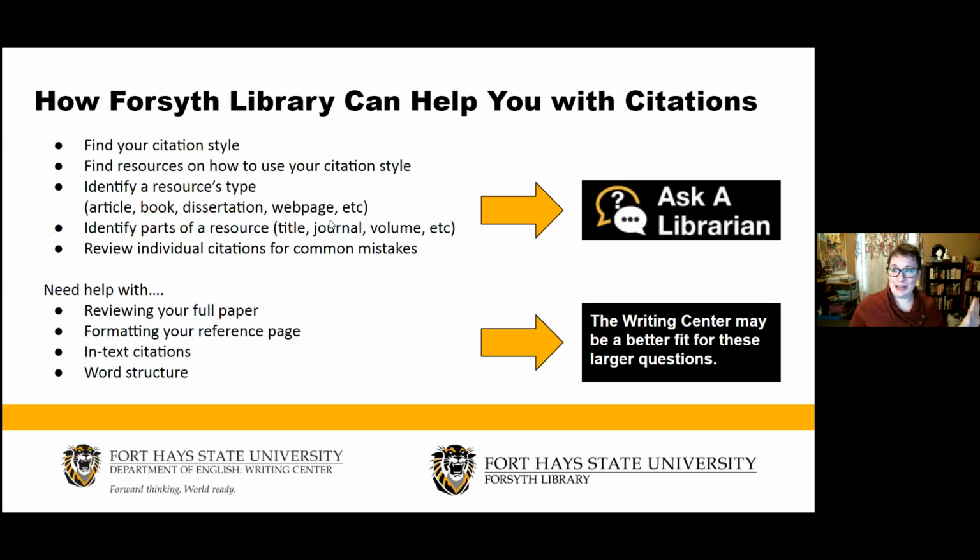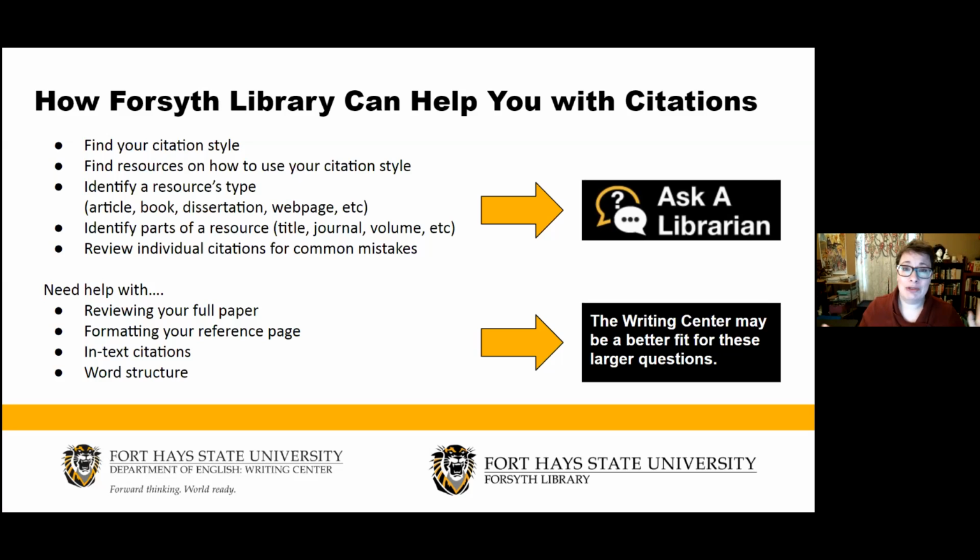So this is really quick about how Forsyth Library can help you, but we can help you figure out what citation style to use. We can help you find those things that tell you exactly where to put that period or what to italicize. If you're not sure what you're looking at, if it's a dissertation or an article or a news article, because that helps you know how to cite it, we can help you figure that out. If you're not sure which number of this is the volume and which one of this is the issue, we can help you. And we can help look at your individual citations for those common mistakes.